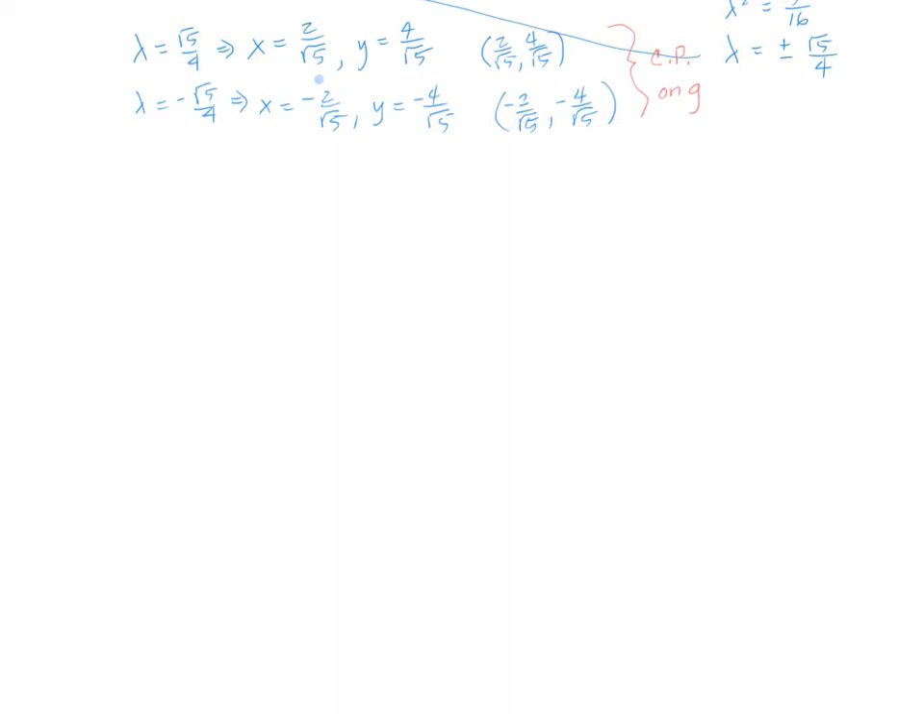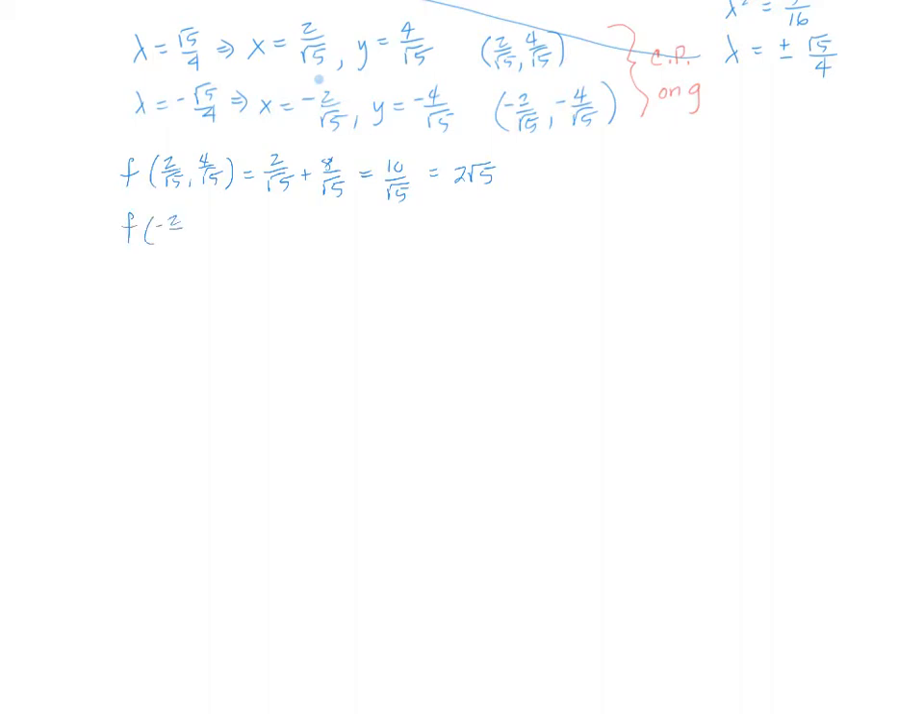Now all we have to do is take these points and plug them into our function f. So we're going to compute f of 2 over the square root of 5 and 4 over the square root of 5. I get 2 over the square root of 5 plus 8 over the square root of 5, so 10 over the square root of 5. I would probably rationalize this, because if I multiply top and bottom by the square root of 5, I get a really nice value. I get 2 times the square root of 5.